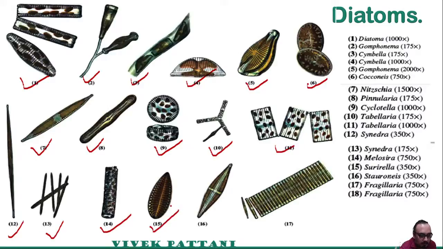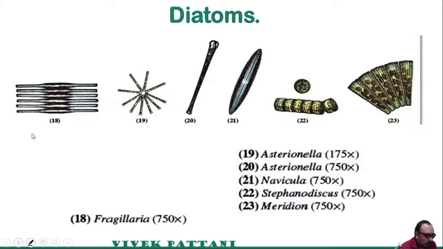14th one is Surirella. 16th one is Stauroneis. 17th one is Fragilaria. 18th one is again Fragilaria. And the 19th one is Asterionella. 19th and 20th both. The 21st is Navicula. The 22nd is Stephanodiscus. The 23rd one is Meridion.